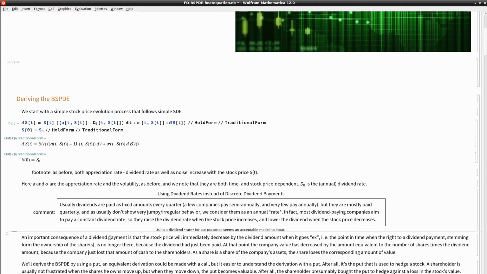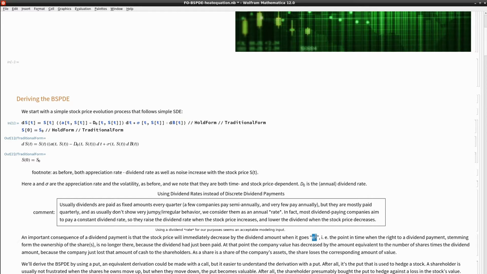An important consequence of a dividend payment is that a stock price will immediately decrease by the dividend amount when it goes ex. That is called going ex-dividend, or sometimes simply the dividend goes ex. That means that point in time when the company pays out the cash. A dividend payment is a cash payment, and at that moment, the stock goes ex.